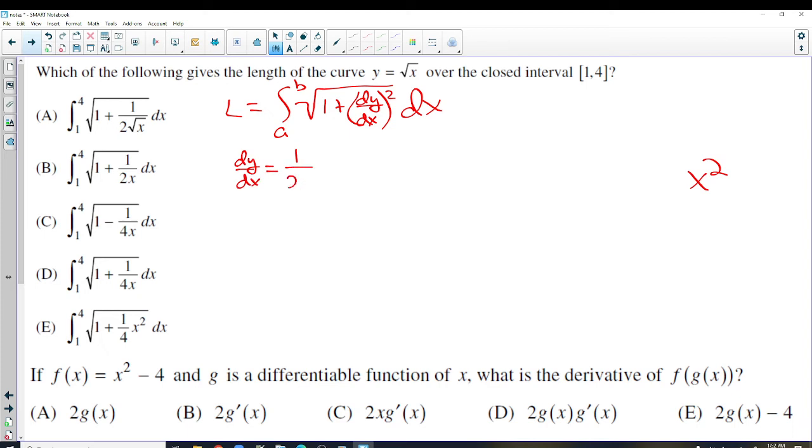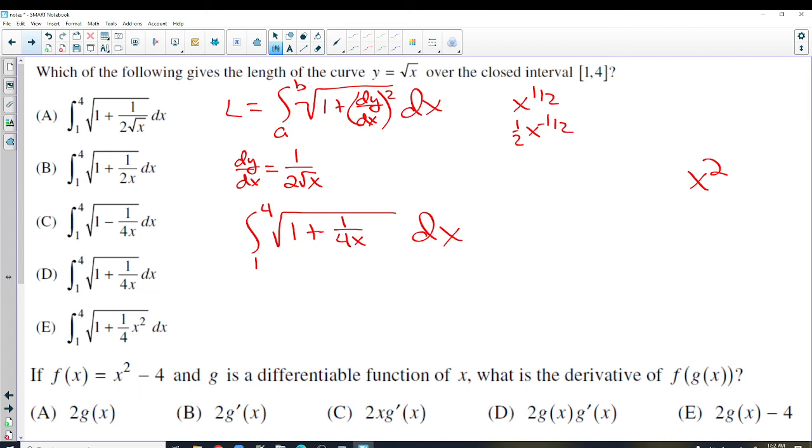That's 1/2 square root of x. Or you consider it x to the 1/2, so that's 1/2 x to the negative 1/2. There's the derivative. But then when we put this into the integral from 1 to 4, we're going to square that. So 1 plus 1/(4x) dx. So there's the derivative squared.